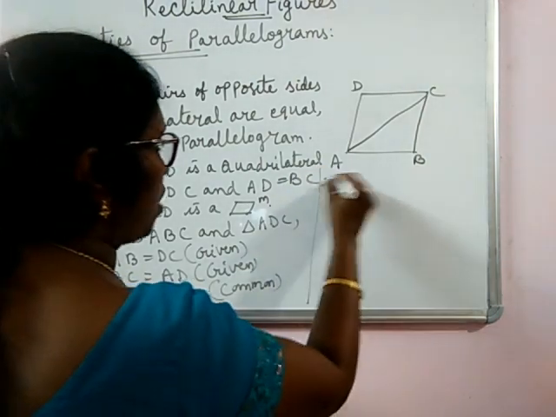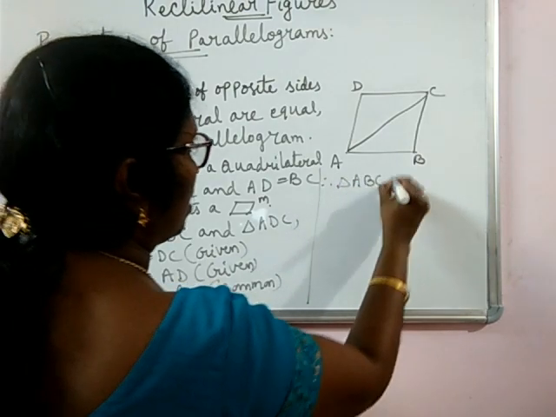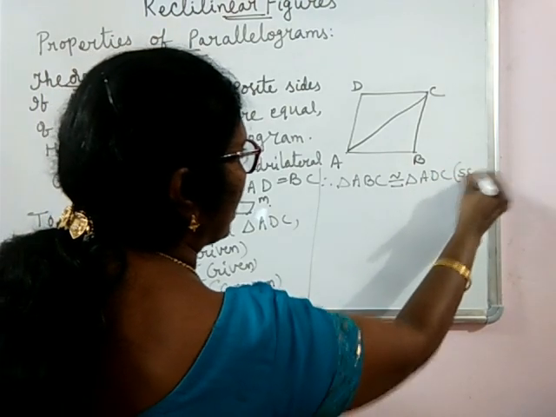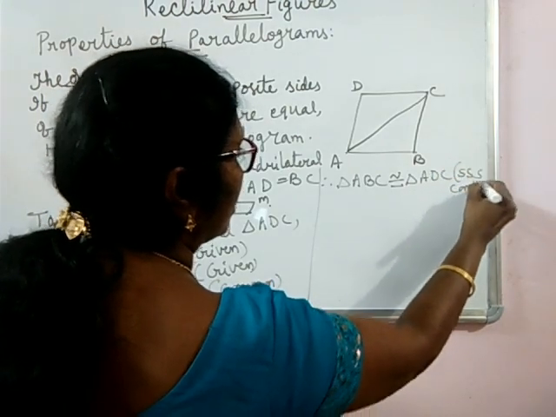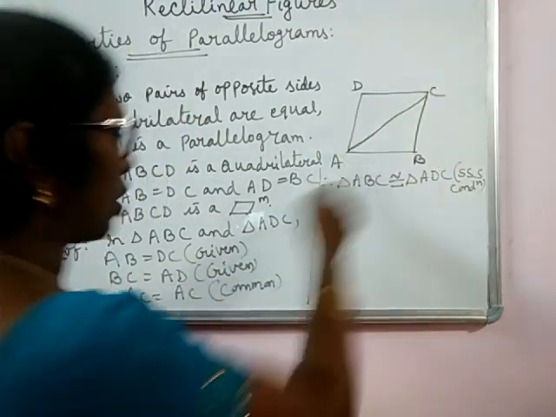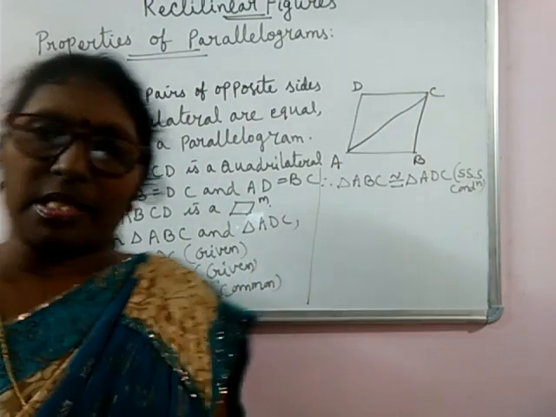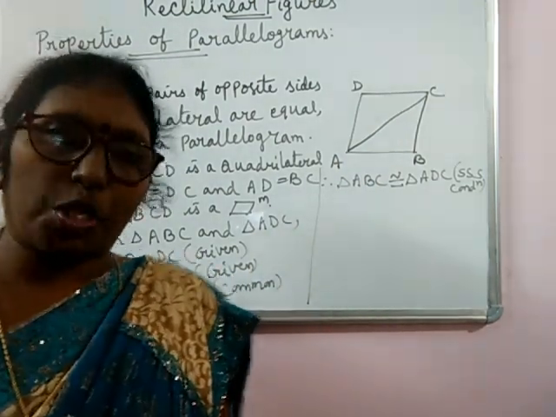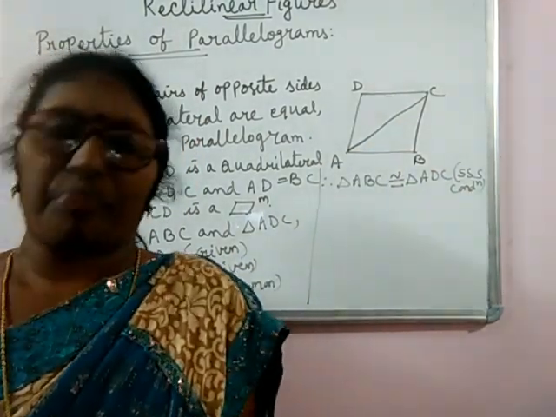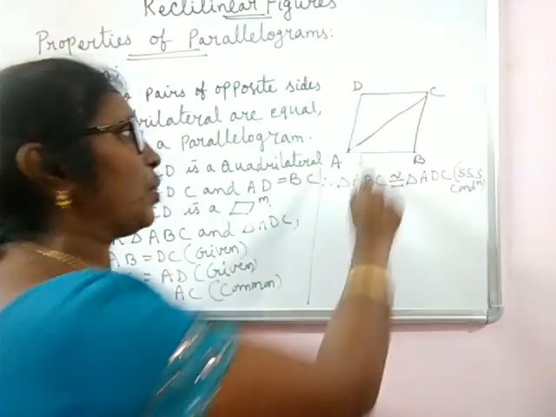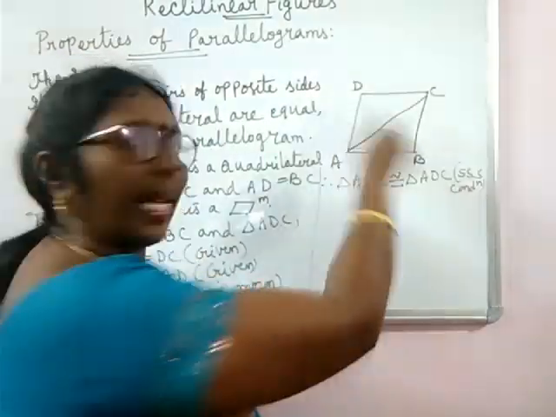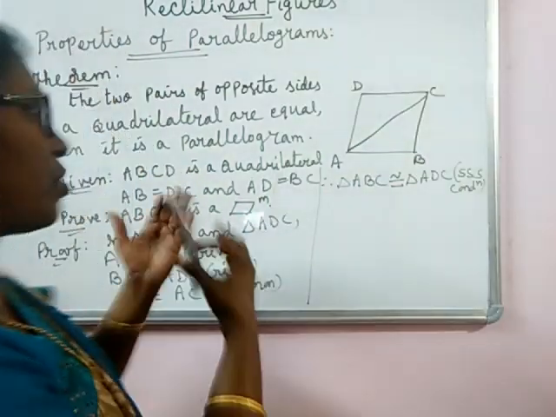Therefore, triangle ABC is congruent to triangle ADC under SSS condition. Yes or no? These two are equal, these two are equal, this is the common side. So these two triangles are congruent. But our question is, we have to prove that ABCD is a parallelogram. We know that if two interior alternate angles are equal, then the lines are parallel. So with that, let us show.